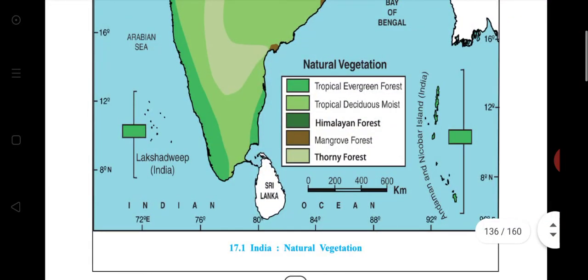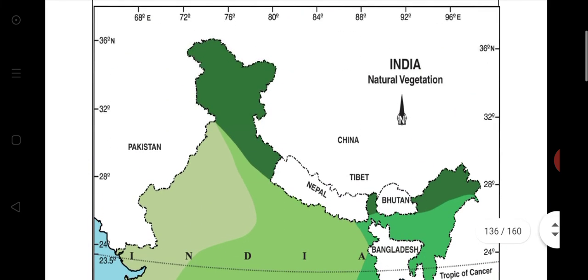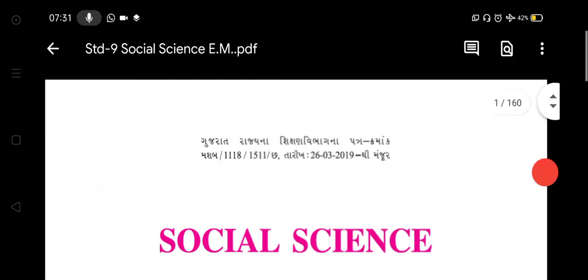And please, simple map. If you haven't got a map book, then you can also use a map, but please a simple map of India. Okay, so here we are done with today's lecture.